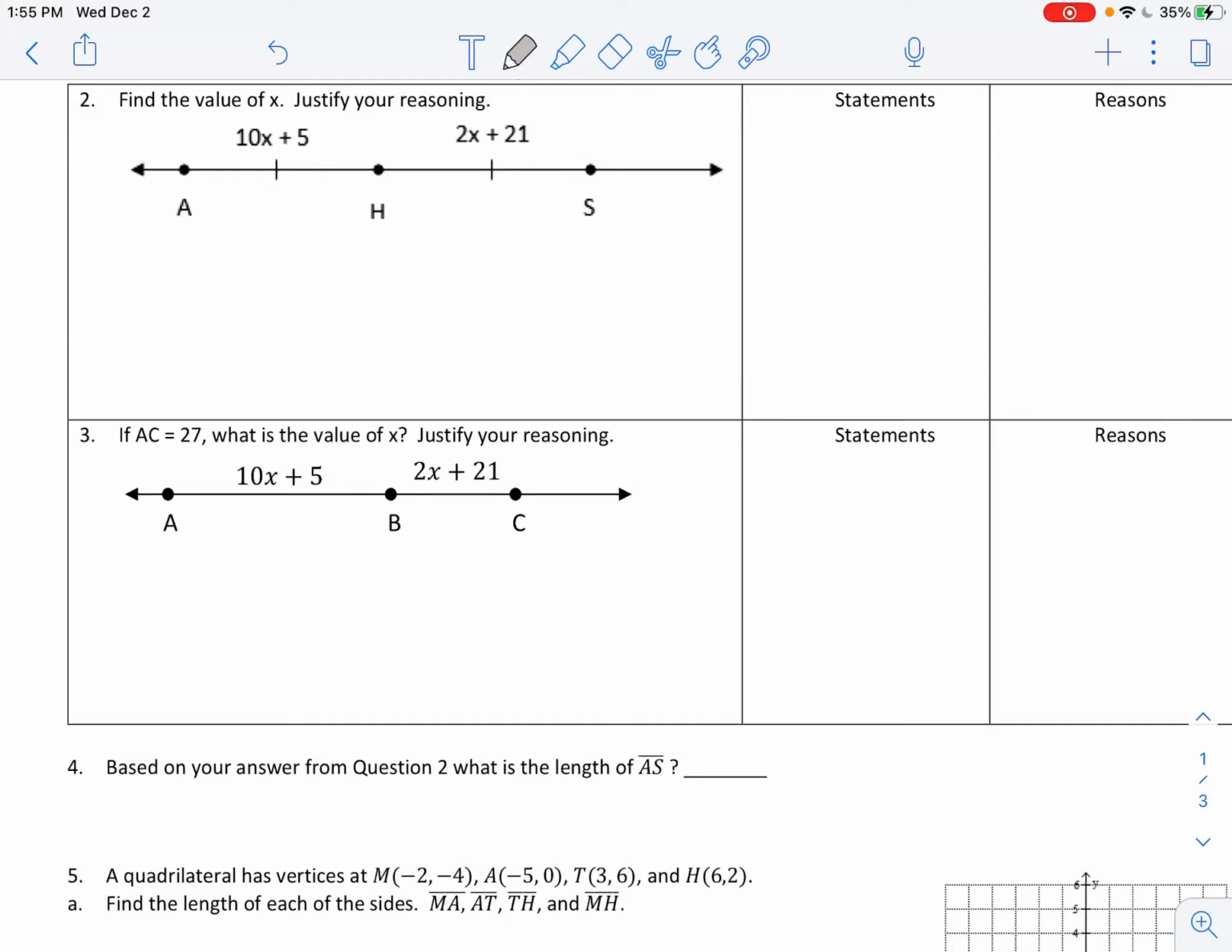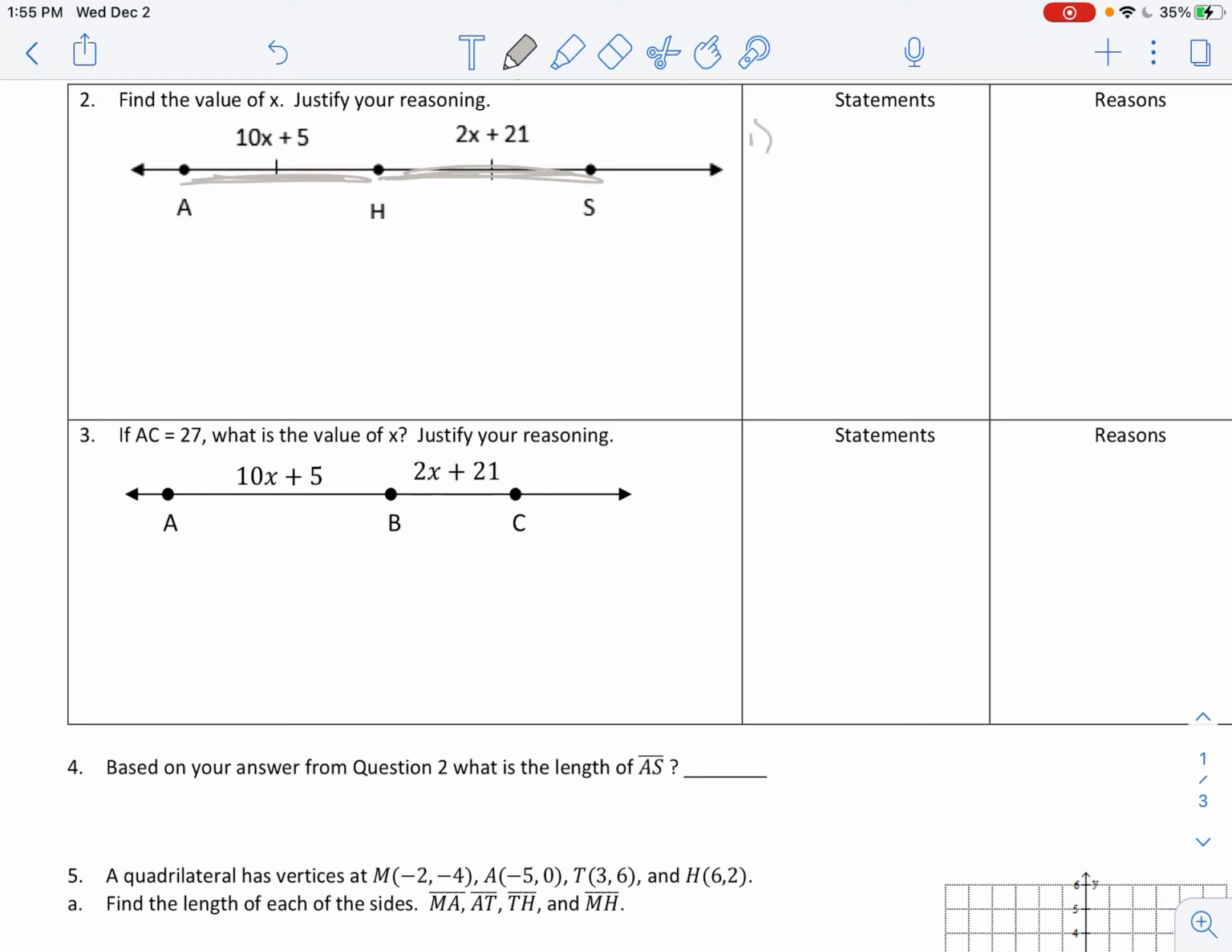Hey geometry students, I'm looking at number 2 on the Unit 1 test retake, and I see this line. This is not like the angles we had been working on recently, this is just a line, so we're talking lengths. The other thing I notice is these two symbols here, which we usually call tick marks, and it means that this chunk is the same as this chunk. So that's what I'm going to write first.